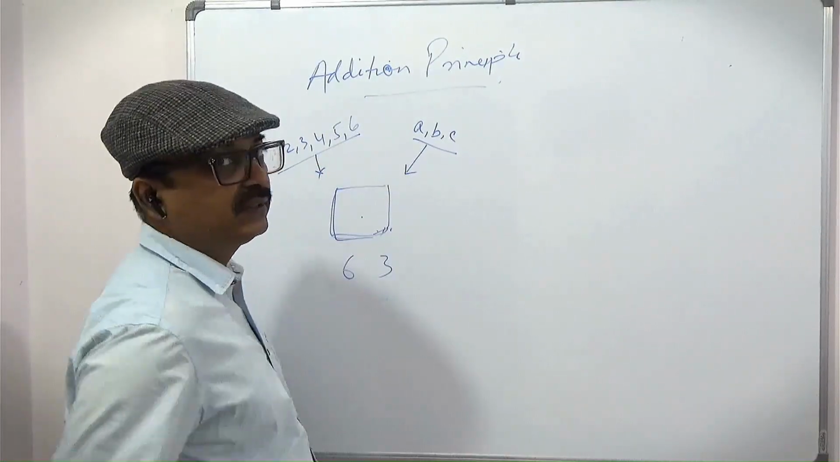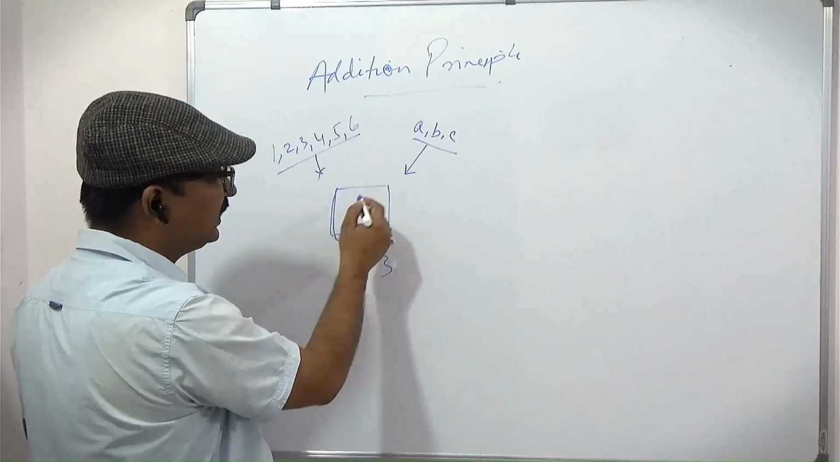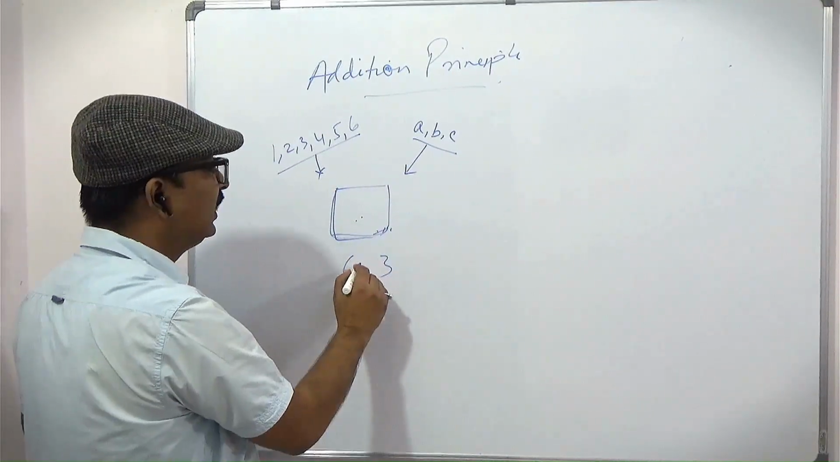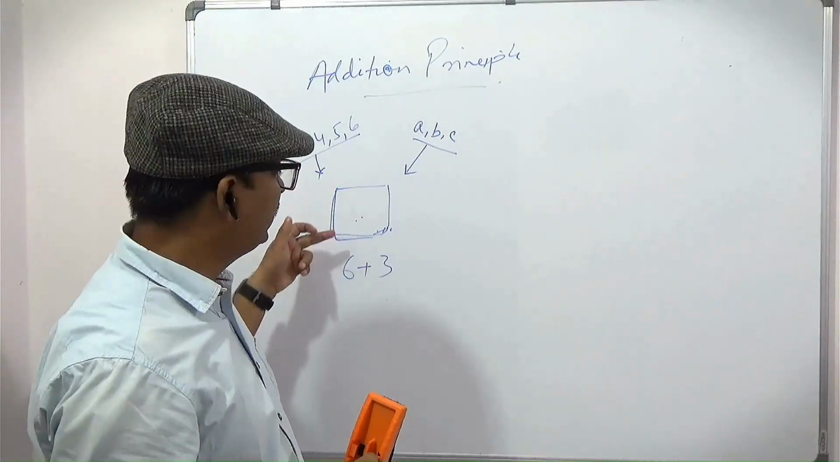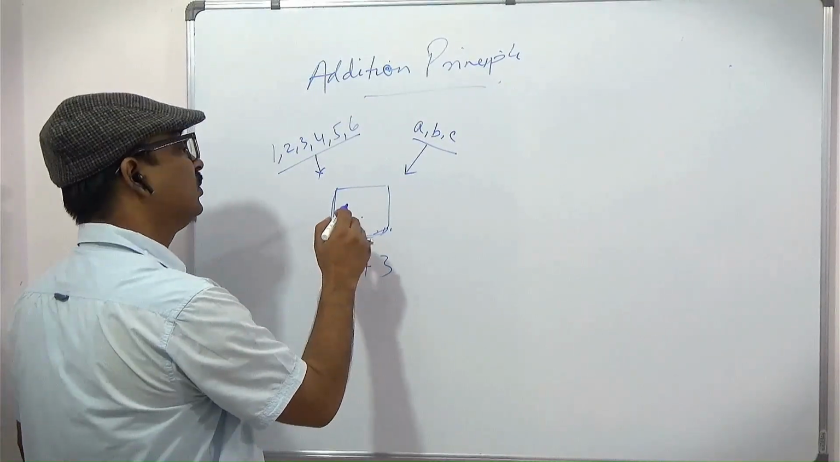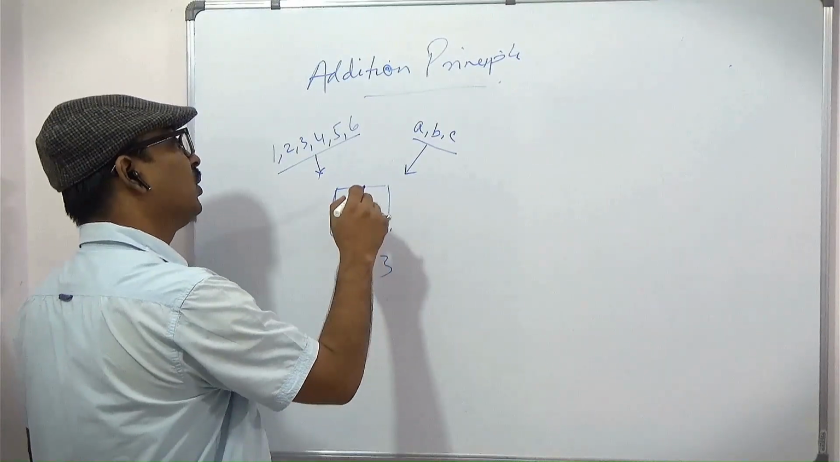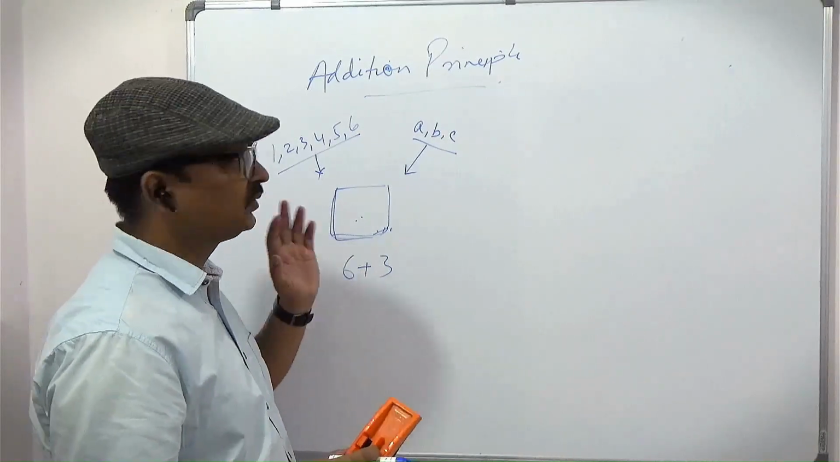So the total number of ways of filling this is, we have 6 different ways of filling this from this basket and 3 different ways of filling this basket. So the total number of ways of filling this will be 6 plus 3. That is, it can have 1 or 2 or 3 or 4 or 5 or 6 or A or B or C. So there will be 9 different ways of filling this slot.